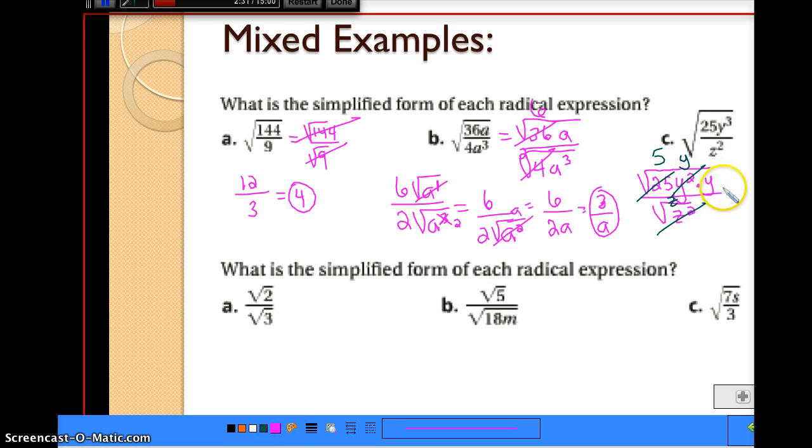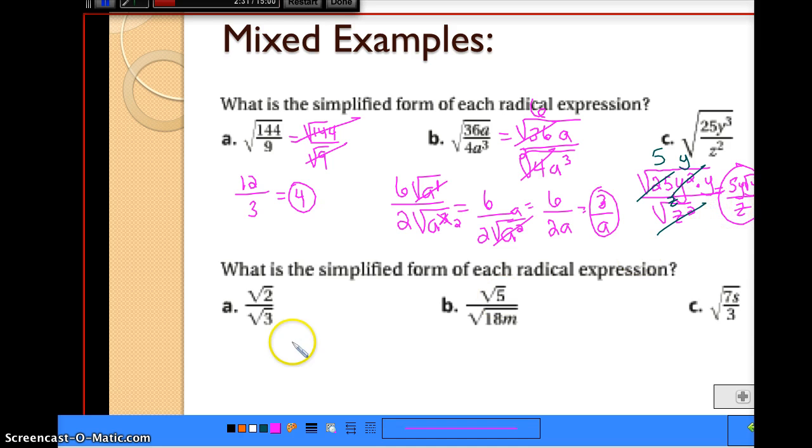And now we're left with 5y square root of y, hopefully you can see that, I don't know if it's getting cut off, all over z. So there are no radicals in the denominator. Your square root of y is fully simplified, and your fractional coefficients cannot be simplified. So that's my final answer, which is 5y square root of y, all divided by z.